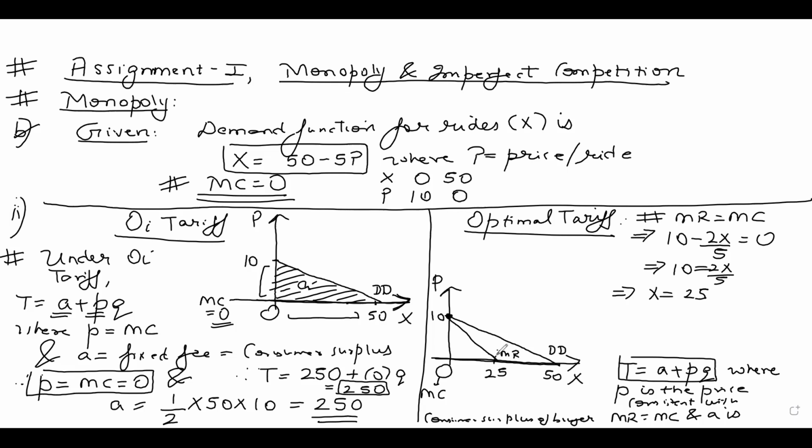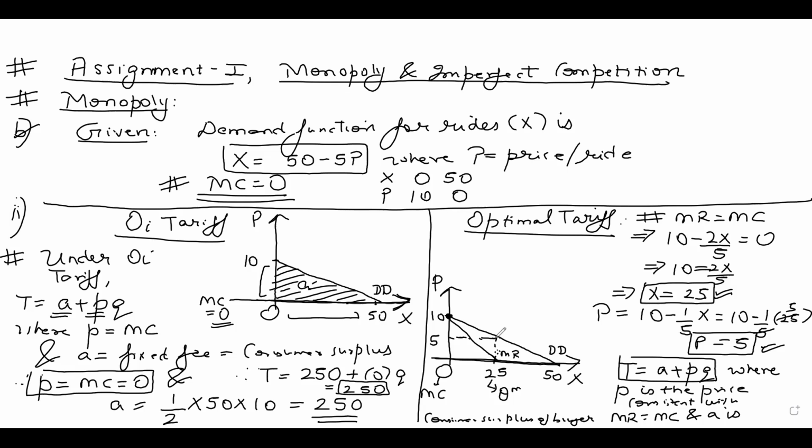And corresponding to it, how much price will the monopolist charge? So this will be the quantity of the monopolist in this case. And what will be the price? If I put X equal to 25 in the demand function, my P was 10 minus 1 by 5X, which is equal to 10 minus 1 by 5 into 25. So this is 10 minus 5, which is 5. So the price charged by the monopolist is 5. The quantity produced by the monopolist is given by the condition MR equal to MC. Corresponding to it, if I put X equal to 25 in the demand function, I get price as 5.